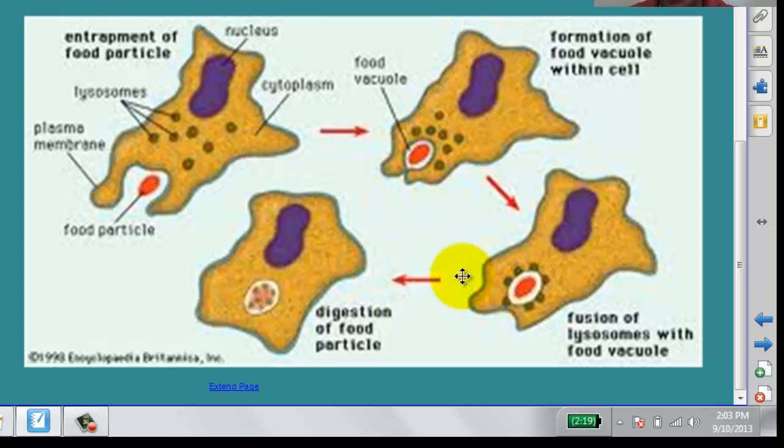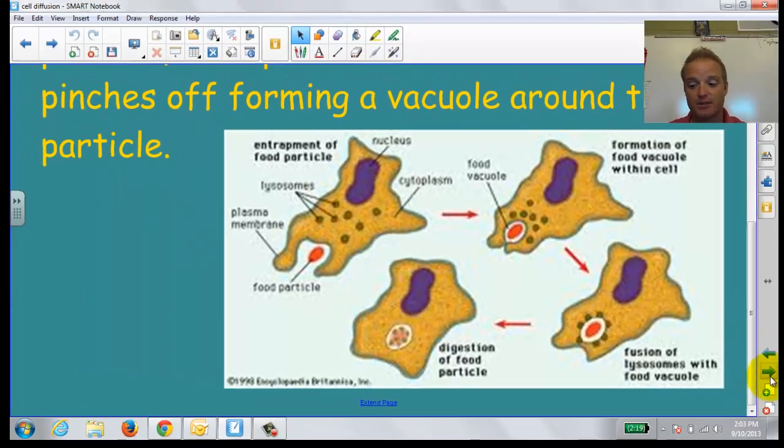And you notice here in green are these lysosomes. And these lysosomes are there for digestion, to break it down. So you can see they attach to that food vacuole. In our last slide, they break down that food particle, in this case, into smaller molecules that the cell can then use. And so this is called engulfing. Just like it sounds, the cell engulfs whatever it's going to, I guess we'll say, eat, and over time breaks it down into what it can use. And so that's the process of engulfing.